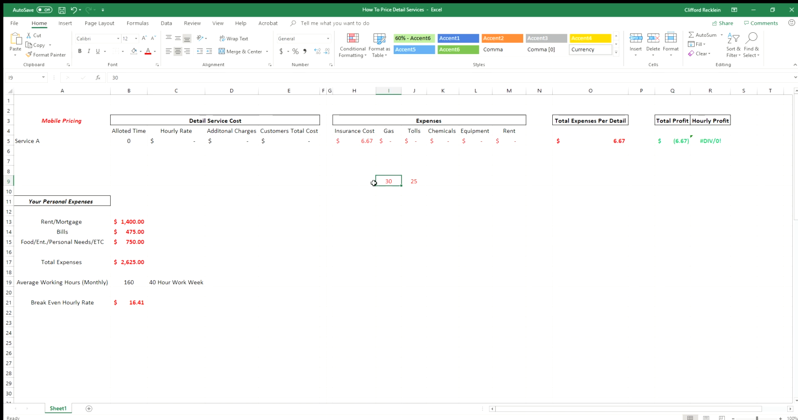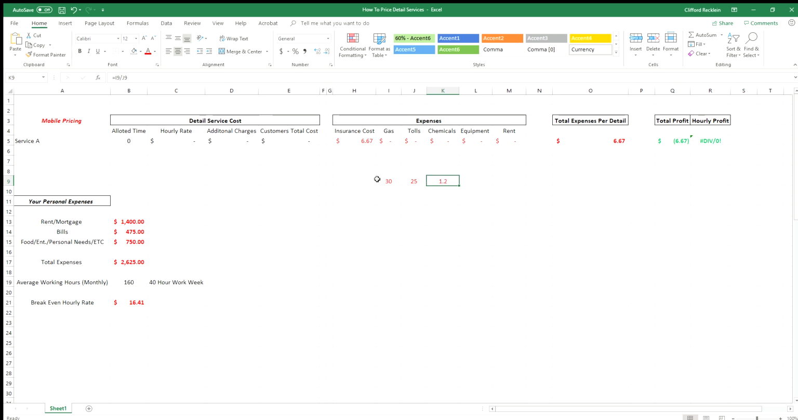We could travel further, but we're looking for an average. So average 30 miles, and then we have 25 miles to the gallon. So now we could do 30 divided by 25, and that'll equal how many gallons we're going to be spending on average for that detail. So this is 1.2 for this example.